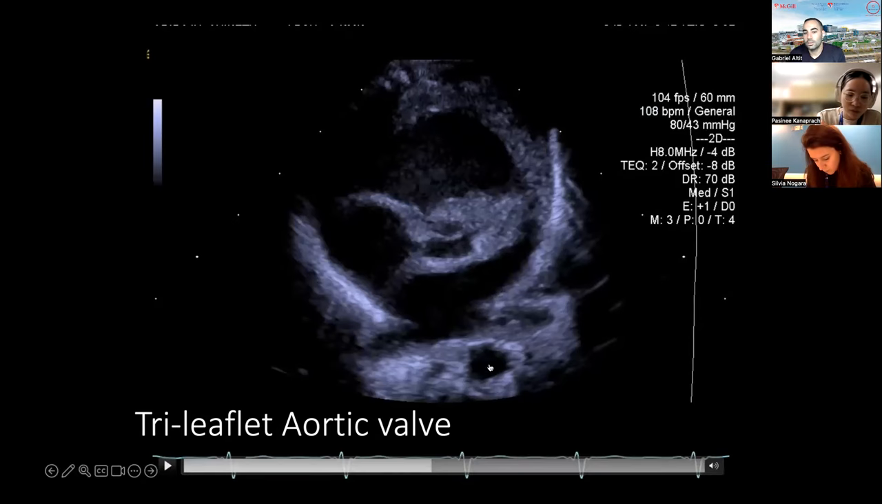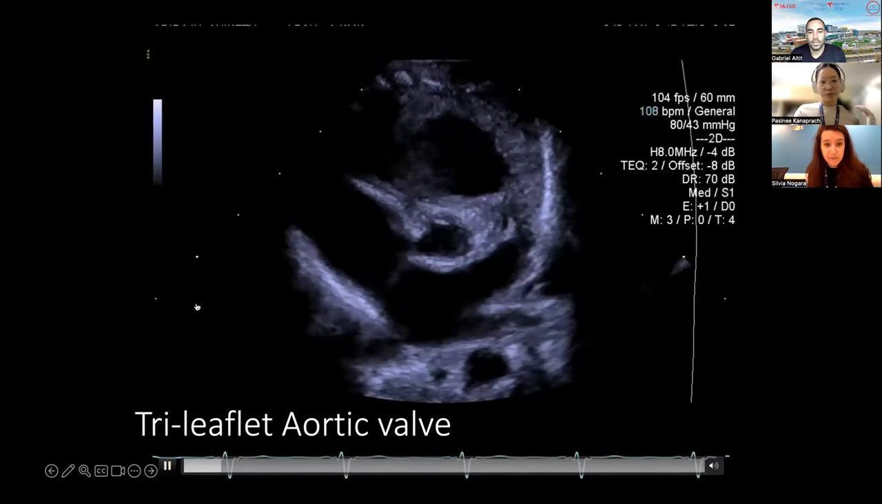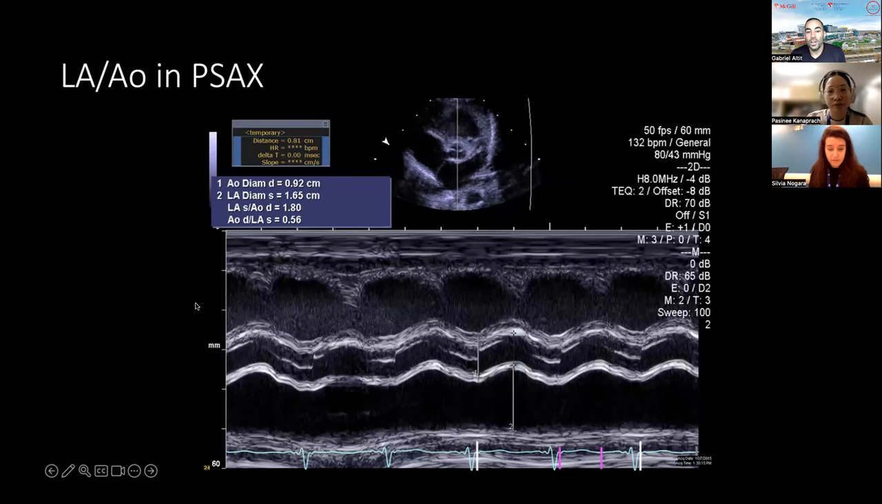What is this structure? Do you guys know? Descending aorta. Exactly. Fantastic. Okay, so the same way you're getting LA to aorta ratio from the parasternal long axis, you can get it from the parasternal short axis. And you can see here that it was measured from edge to edge, and it was measured at the closure of the aortic valve, and here just before the opening of the aortic valve.